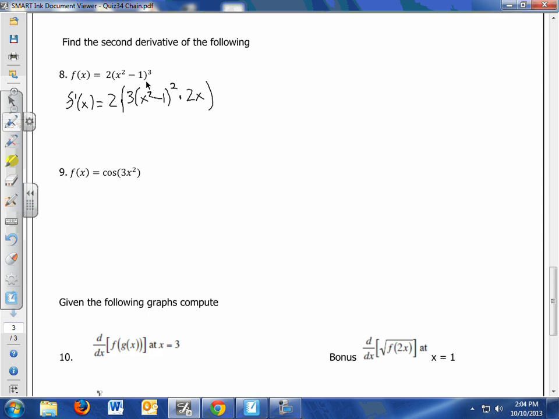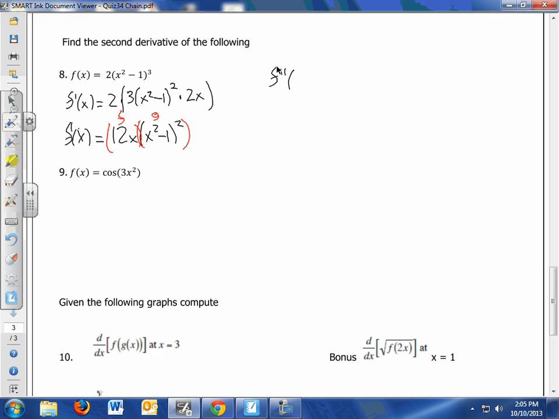Okay? Now, I do not want to take a derivative of this. This will be complicated. Instead, I'm going to simplify by multiplying the 2 by the 3 by the 2x, giving me 12x times x squared minus 1 squared. Okay? Now I have to take the derivative of this. What's important to notice here is that we have a product. We have an f function times a g function. So we must use the product rule to find the derivative of this.